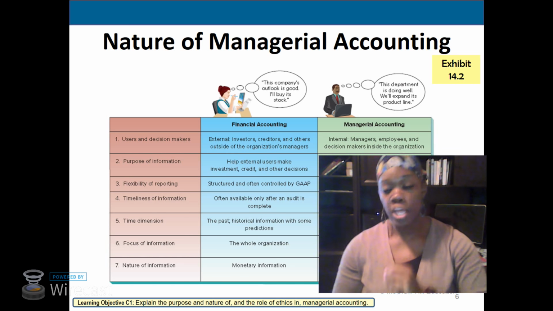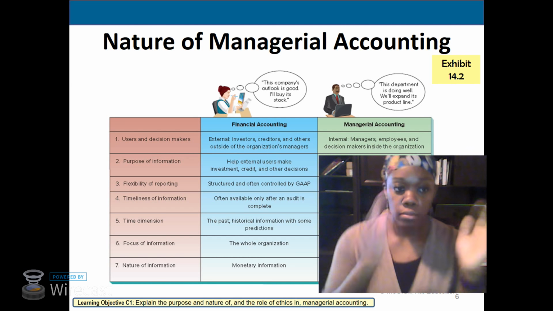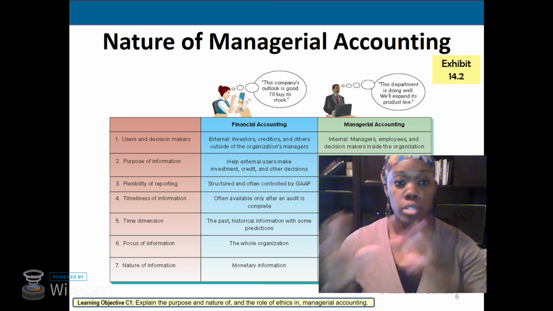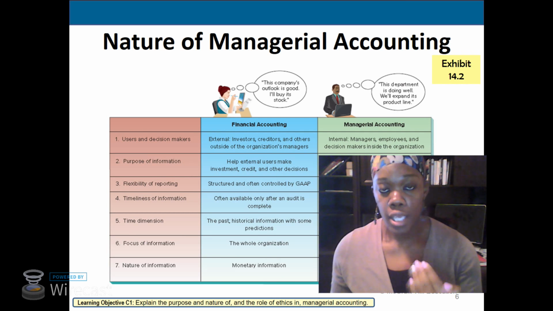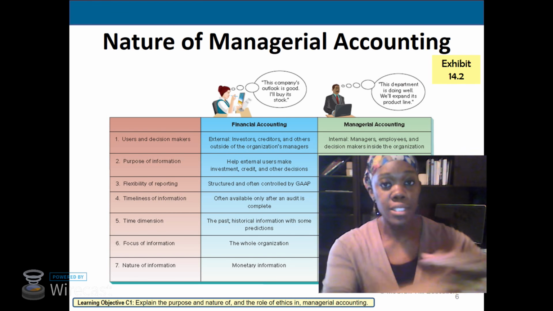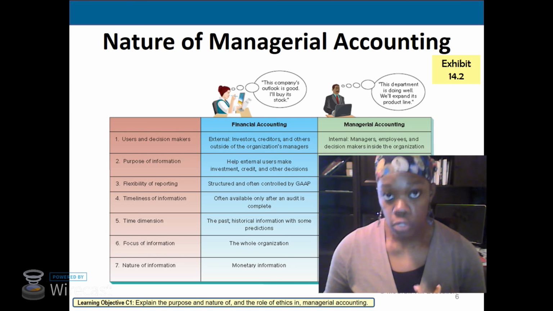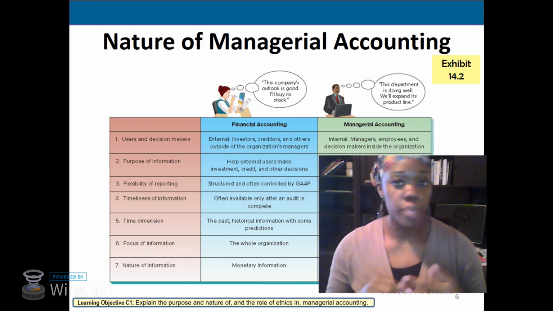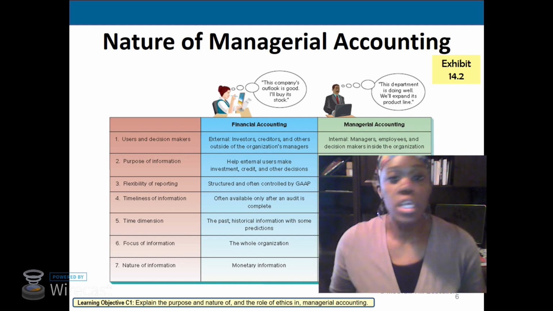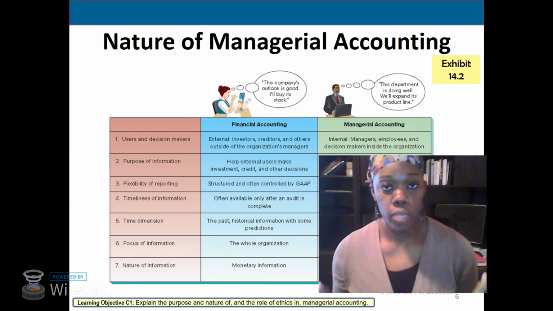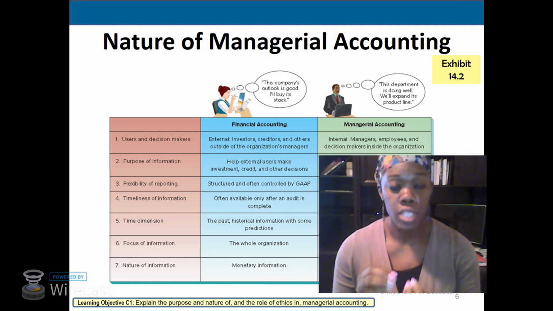This slide in our chapter 14 PowerPoint is a really good slide to show you the difference between the reports. It starts with who uses these reports. The users of the financial accounting reports are external users, people outside the confines of our company, such as our stakeholders, people we owe money to like our creditors, and other people trying to decide if they're going to invest in our company. They don't work for our company, and therefore we're not tailoring our financial statements to them.